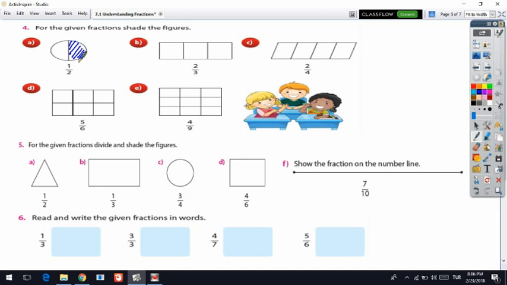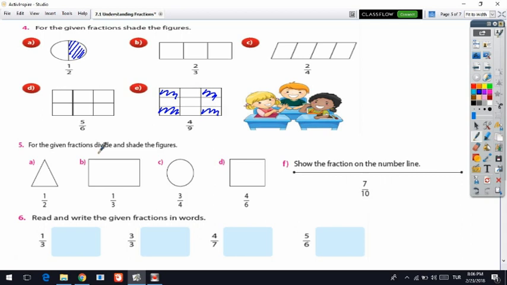Okay, what about E? E says 4 over 9. How can I color 4 of 9? As you can see, we have 1, 2, 3, 4, 5, 6, 7, 8, 9 equal parts in a whole. So I will color 4 of them. As you like, choose 4 of them. 1, 2, 3, and 4. That's it.